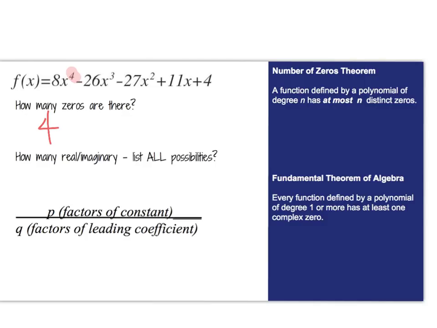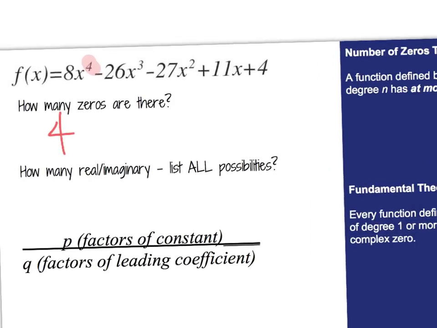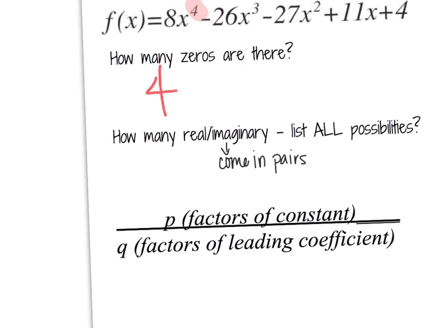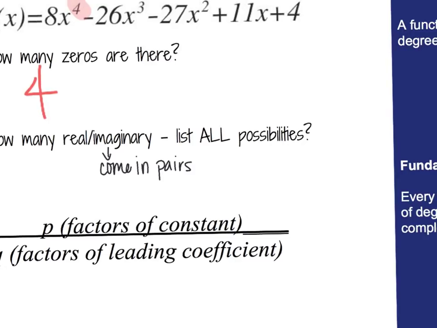The second question says, how many real or imaginary? List all possibilities. Well, this one gets a little more complicated. So here's what you have to remember: imaginary zeros come in pairs. So if there could be potentially 4, then let's list all the possibilities. I'm going to do mine in different colors. So our first possibility is that I could have 4 real zeros.